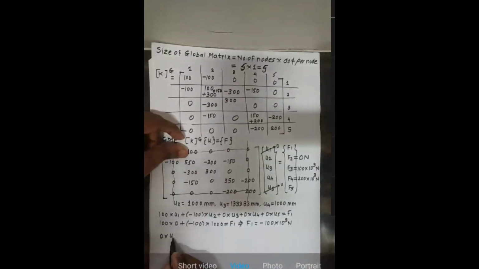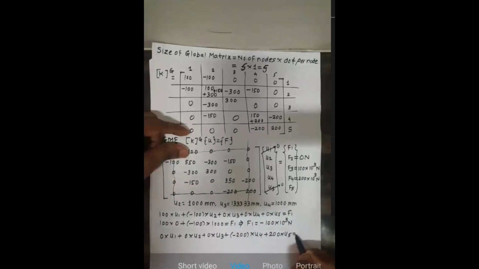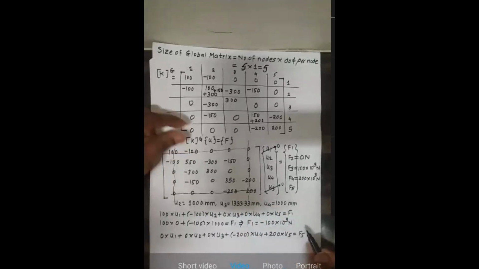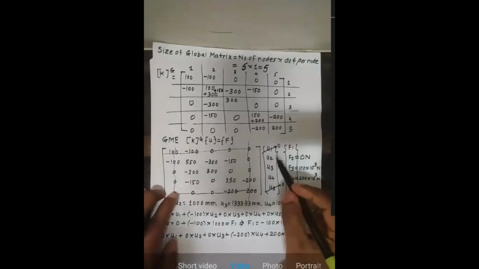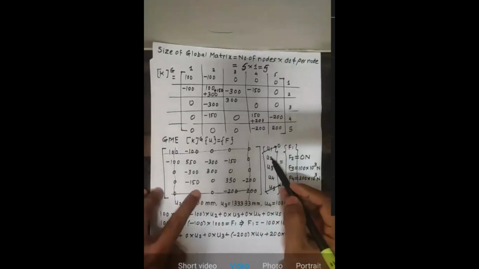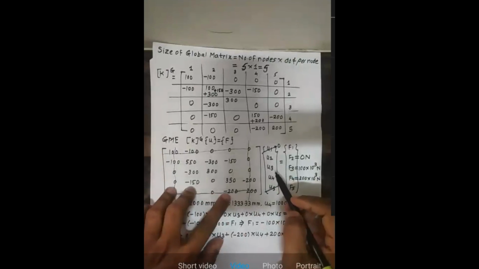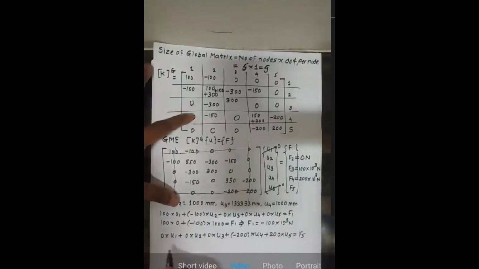So 0 into U1 plus 0 into U2 plus 0 into U3 plus minus 200 into U4 plus 200 into U5 is equal to F5. See, last row multiplied by this column. So this is 0, this is 0, this is 0.